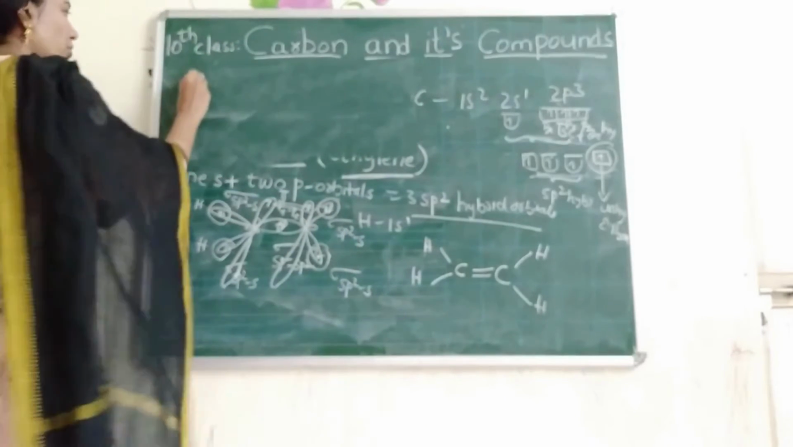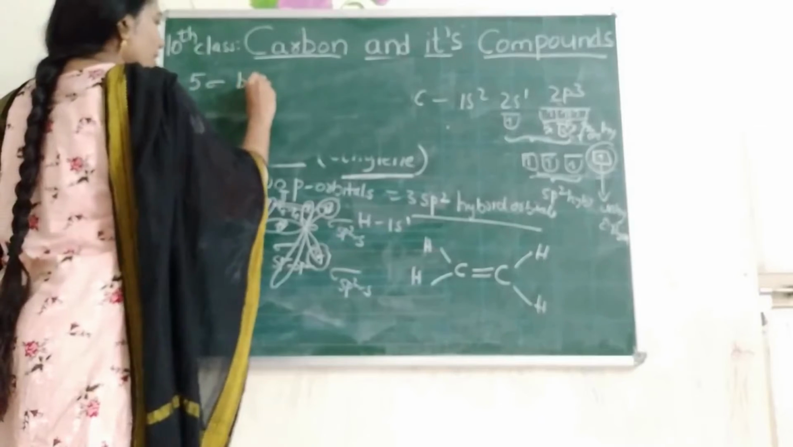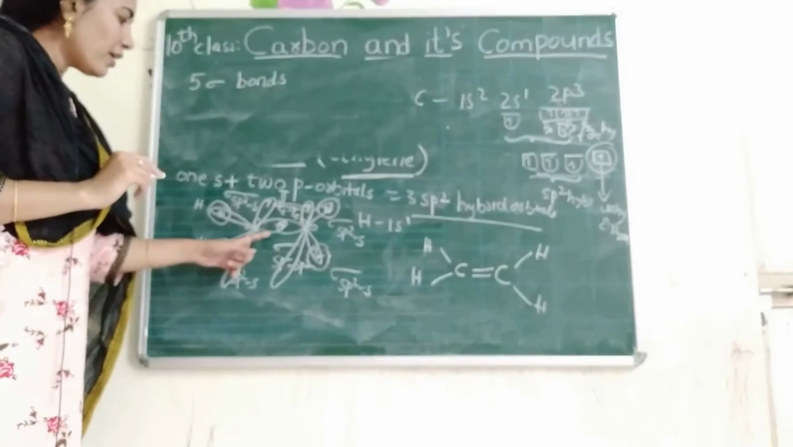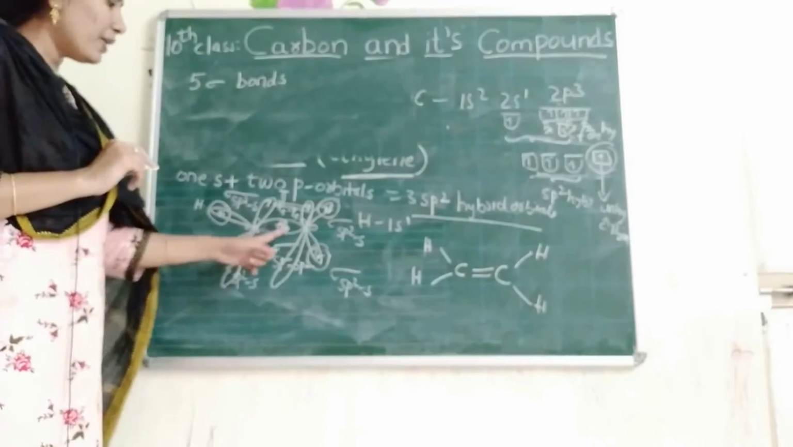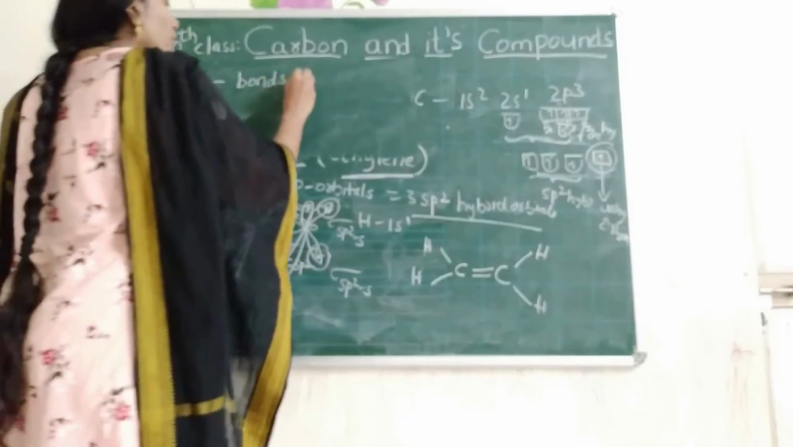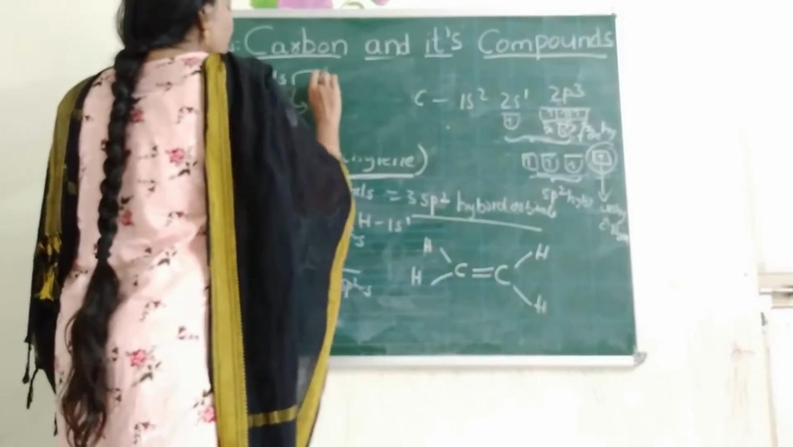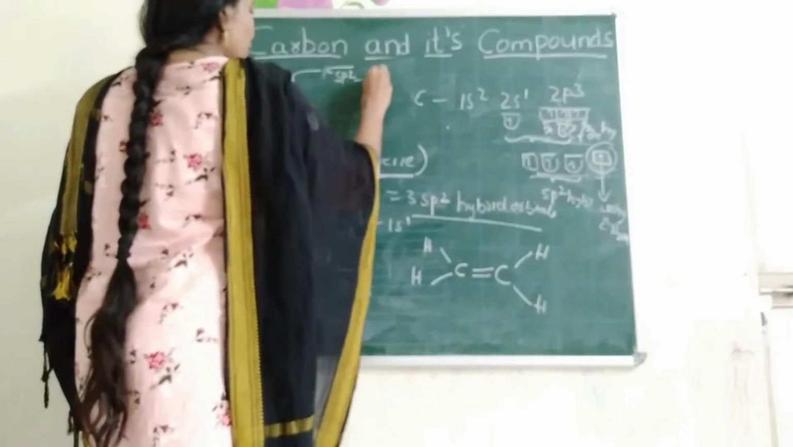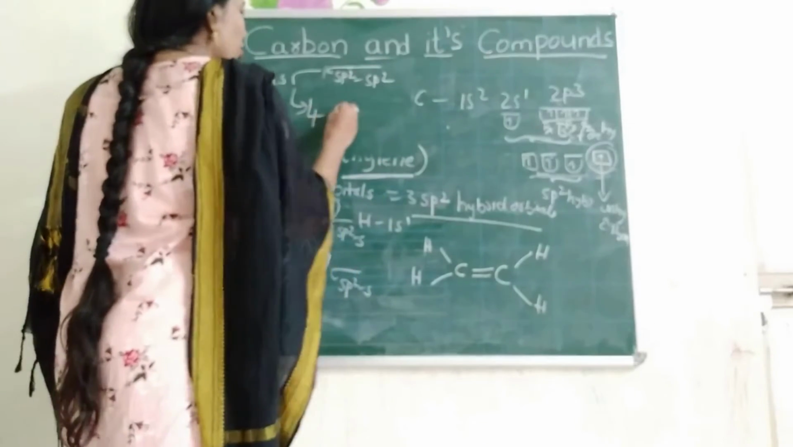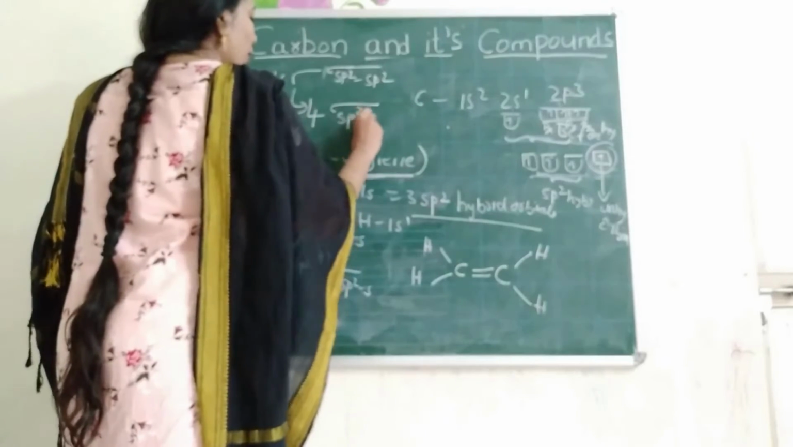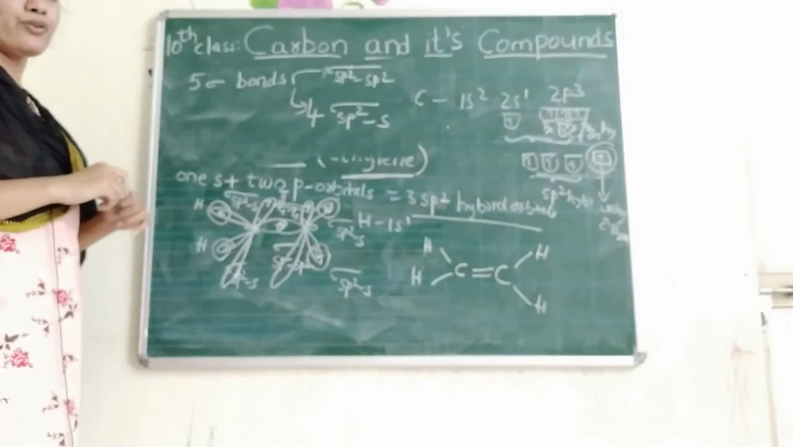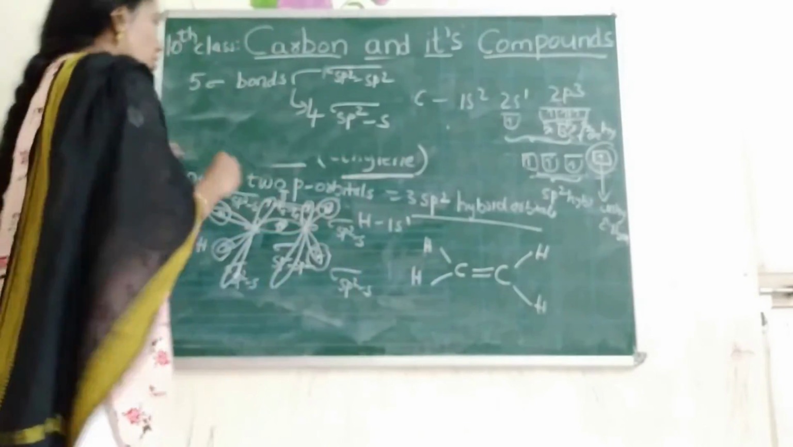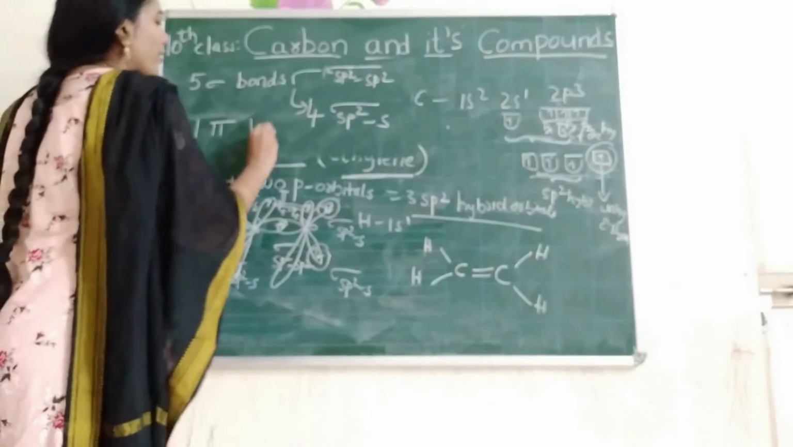Out of these 5 sigma bonds in ethene, 1 sigma bond is between the sp2 hybrid orbital of a carbon and the sp2 hybrid orbital of the other carbon. That is a sigma sp2-sp2 bond. The remaining 4 sigma bonds are between the sp2 hybrid orbital of carbon and the s orbital of hydrogen. And there is one pi bond between the unhybridized pz orbitals.